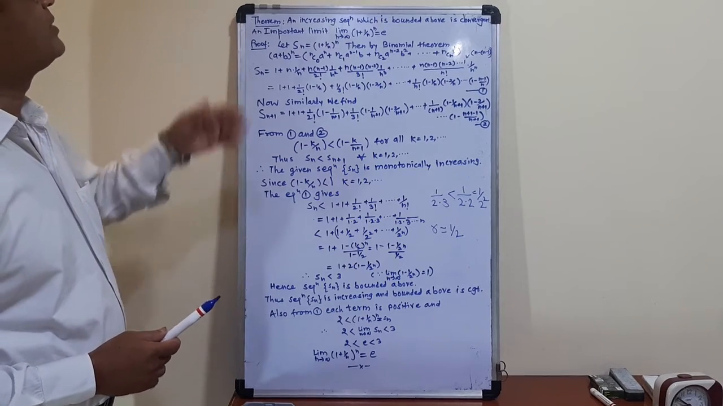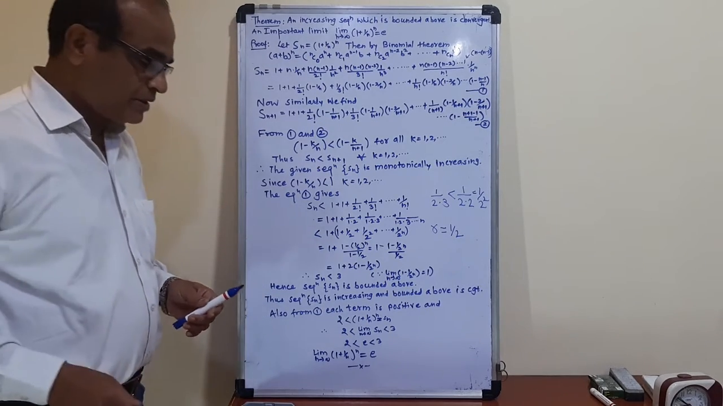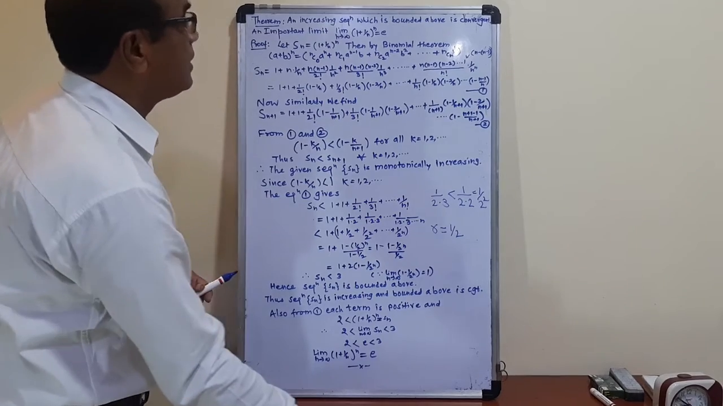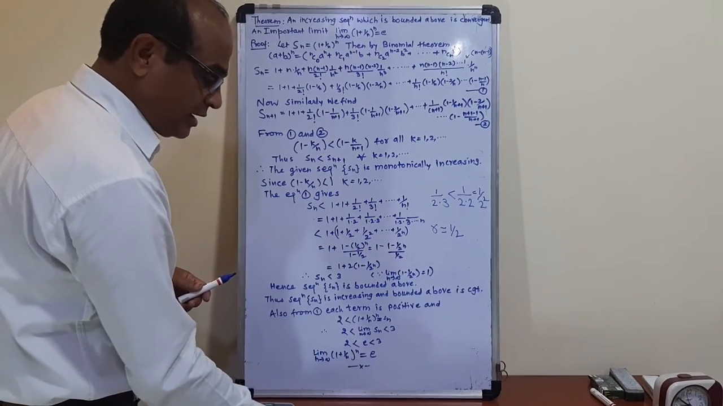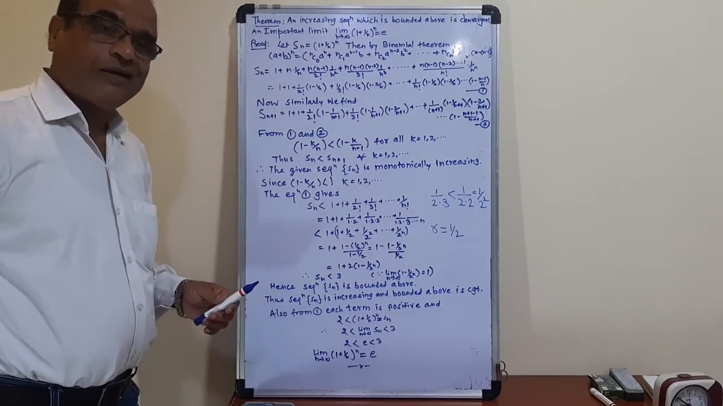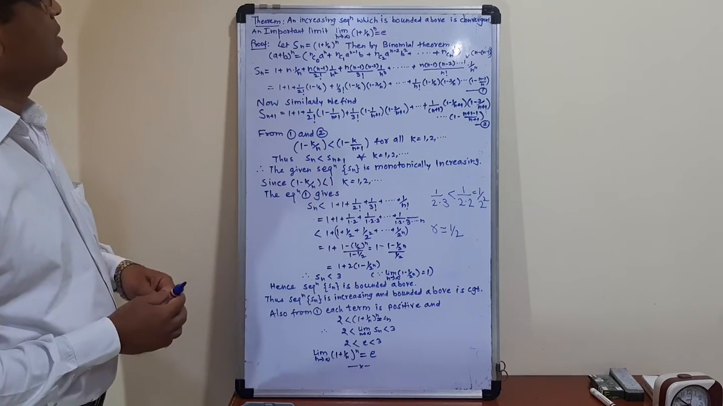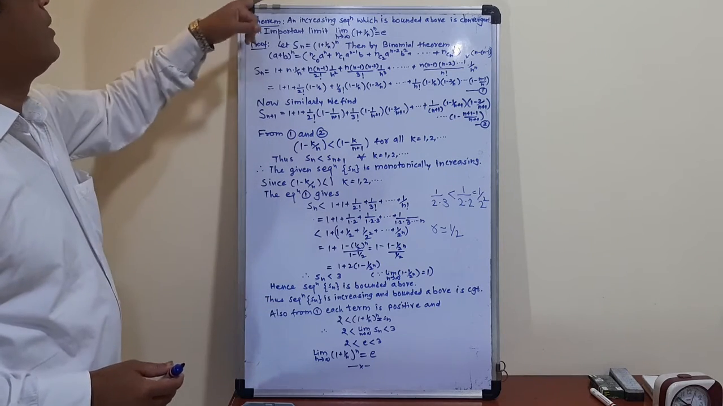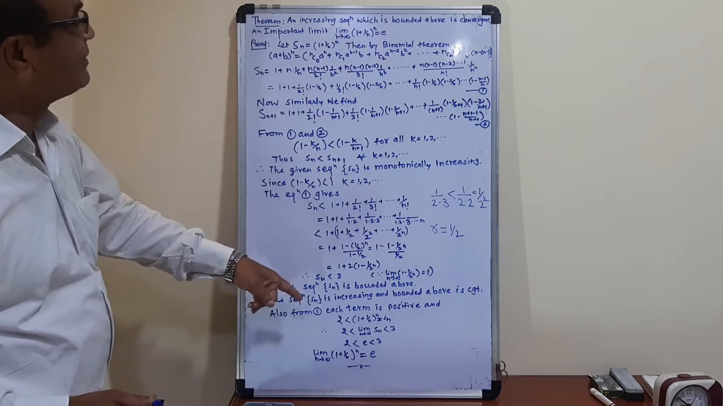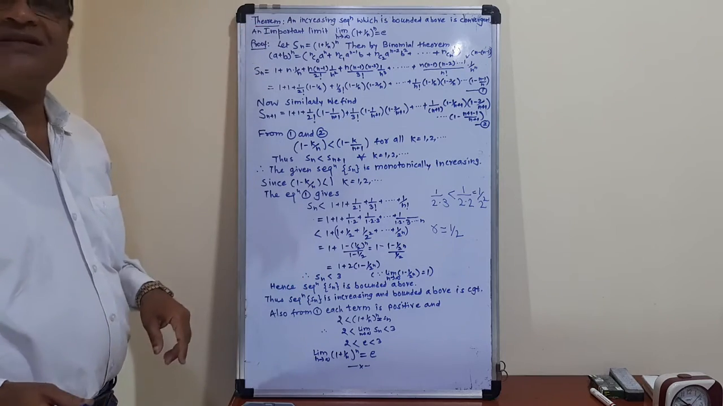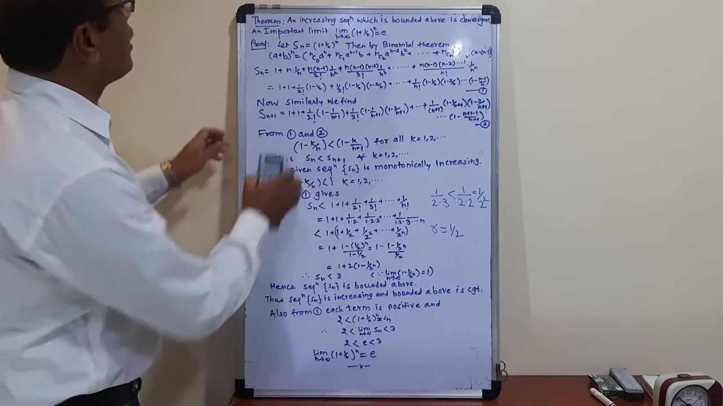So the limit as n tends to infinity of (1 plus 1 upon n) raised to n is equal to e. So that is the example. We proved this example by using this theorem. Okay. So now we prove.